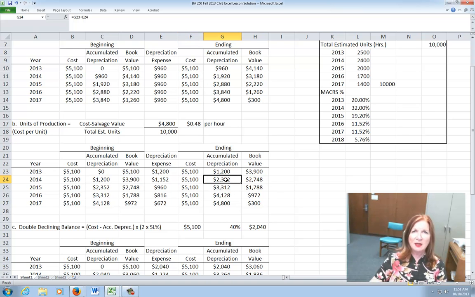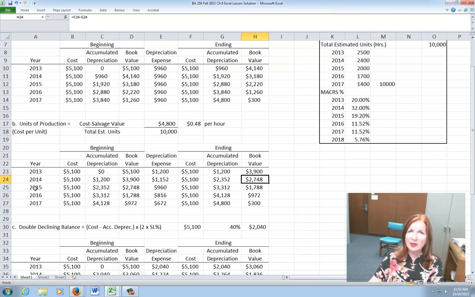And then accumulated depreciation is going to be the depreciation accumulated from last year plus the depreciation expense for this year to get the newly accumulated amount. So G23 plus E24, and that'll equal your accumulated depreciation. The book value is equal to cost minus accumulated depreciation, so that's going to be F24 minus G24. Cost minus accumulated depreciation equals book value.